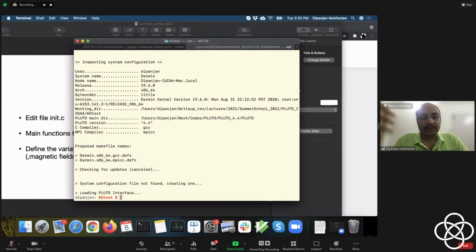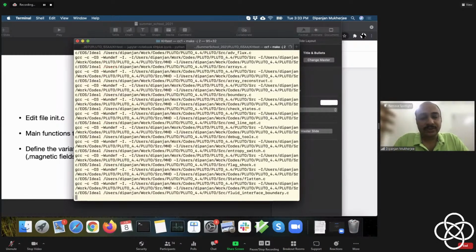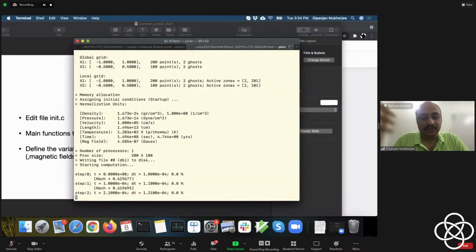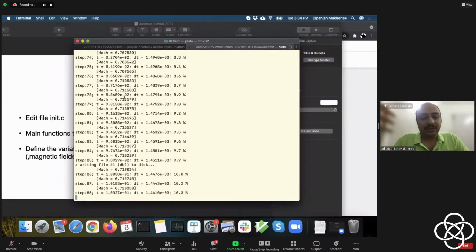And I am done. Then I make. The J2 is a parallel make, which is just a trick to make the make scheme faster. Okay, then I run Pluto. For a single processor scheme, the output is given on the terminal. You can see it is running.